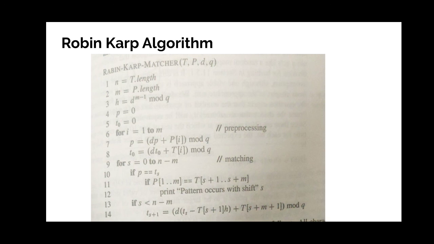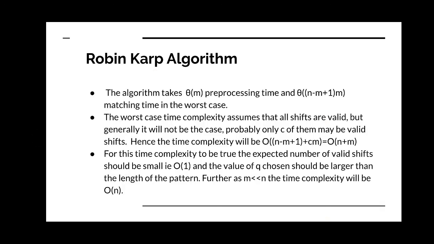In the worst case, this algorithm is also going to be theta of n minus m plus 1 into m, because there is an n minus m plus 1 loop and there is an m comparison. But if p equals t of s is rarely true, this is going to reduce the time taken by the Robin-Karp algorithm. So the Robin-Karp algorithm takes theta of m pre-processing time and theta of n minus m plus 1 into m matching time in the worst case.